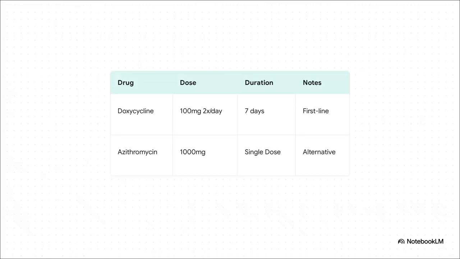For an uncomplicated chlamydia infection, the first-line therapy is now a 7-day course of doxycycline. It just works better, especially for rectal infections. For a long time, that single-dose azithromycin was the go-to, but with growing concerns about macrolide resistance, the guidelines have really shifted to favor doxycycline.